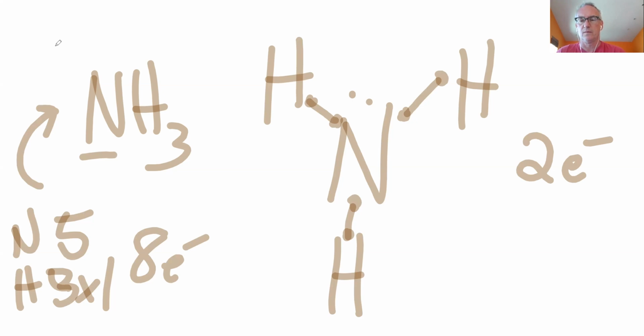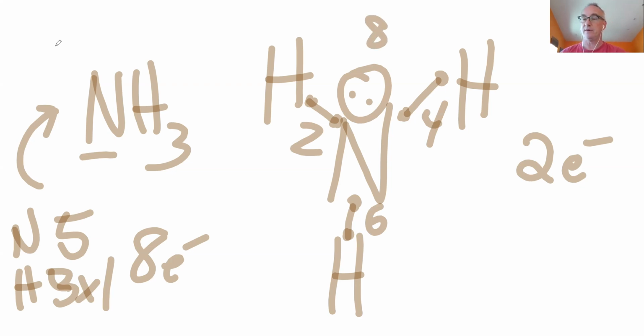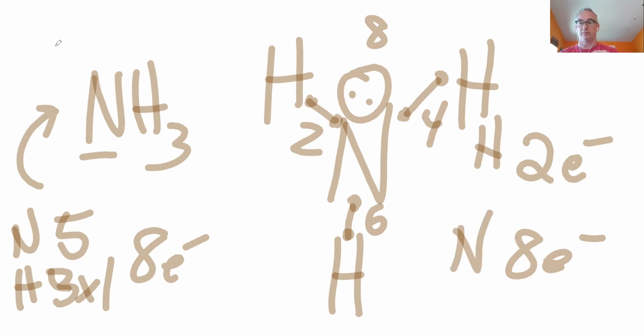Eight. Nitrogen is 8, right. It's got 2, 4, 6 in the bonds, and it's got these 2 for a total of 8. So the hydrogens are all happy. The nitrogen's happy. There's no charge, so there we go. That is our final Lewis structure for ammonia.